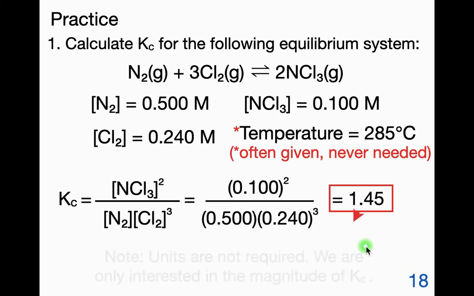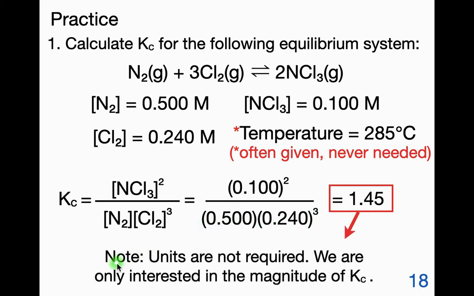Let's try another one. Oh, sorry. Note, units are not required. We are only interested in the magnitude of the equilibrium constant. So remember, the magnitude will tell us if it's reactant favored or product favored. It's greater than 1 here, so it's product favored. It's not much greater than 1, so we will still have a certain amount of reactants remaining that will be easily detectable. Now, in higher level IB chemistry, we will be paying attention to the units. But for our purposes, for standard level, we're only interested in the magnitude of the equilibrium constant.